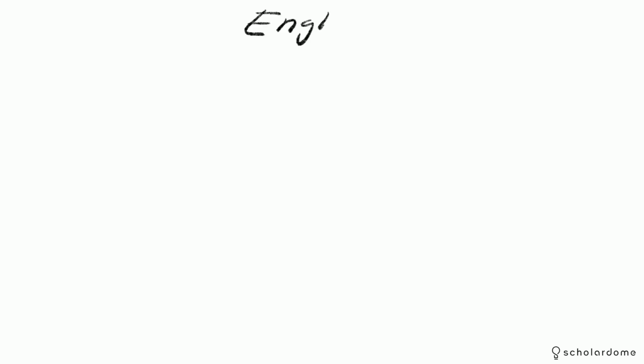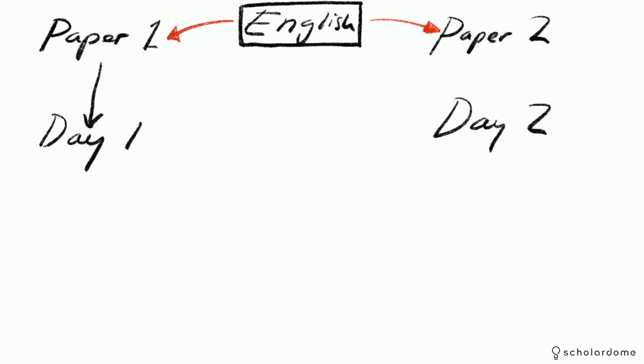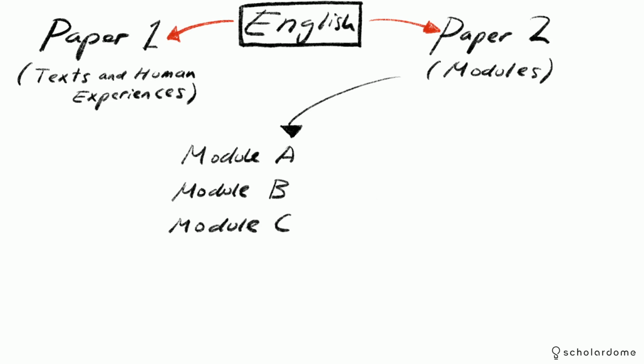Now, currently, there are two papers for both the English Standard and Advanced courses called Paper 1 and Paper 2. English is the only two-unit subject that has two exams for the HSC that is split over 2 days. Paper 1 is called Text and Human Experiences, and Paper 2 covers what we call modules. There are 3 modules called Module A, Module B, and Module C.